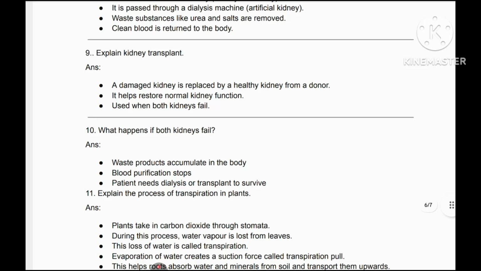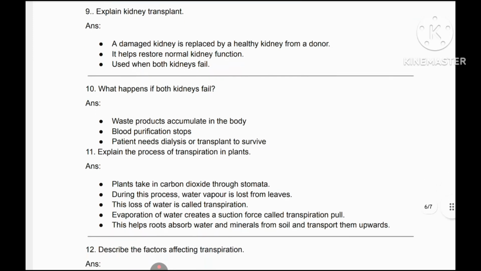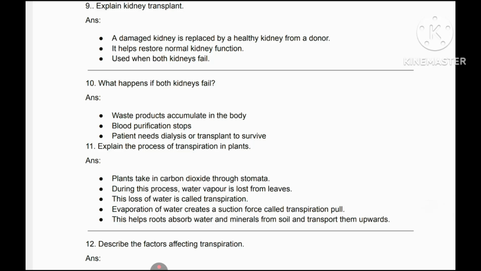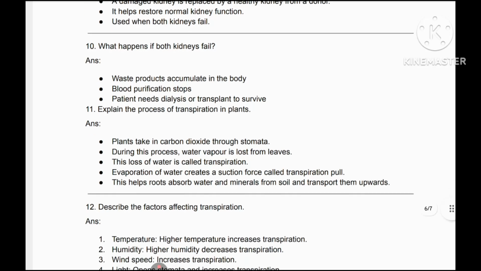Explain kidney transplant. A damaged kidney is replaced by a healthy kidney from a donor. It helps restore normal kidney function, used when both kidneys fail. What happens if both kidneys fail? Waste products accumulate in the body, blood purification stops, patient needs dialysis or transplant to survive.